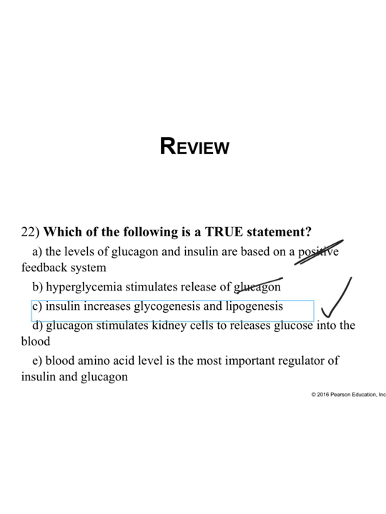Glucagon stimulates the kidney cells to release glucose into the blood. For D, glucagon stimulates not kidney cells, but liver cells and muscle cells to release glucose into the blood. And then the most important regulator of insulin and glucagon are blood glucose levels, not amino acid levels.